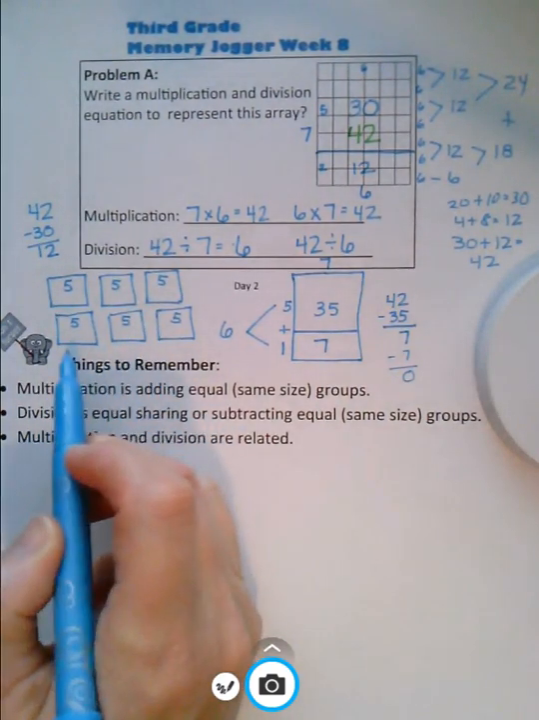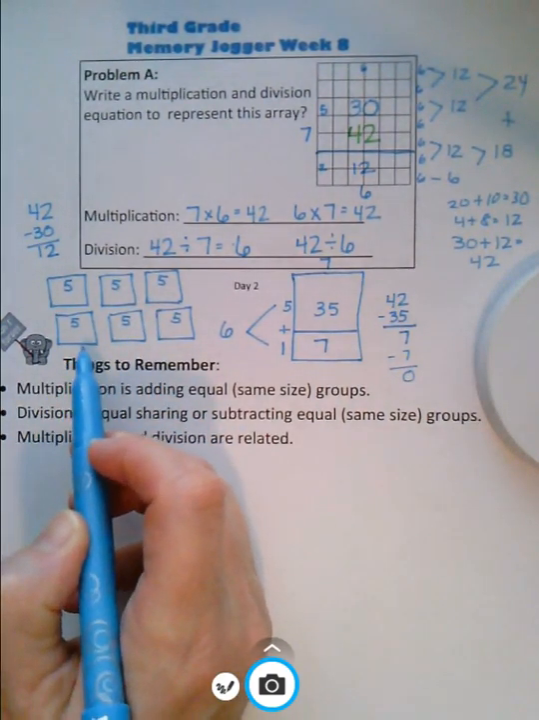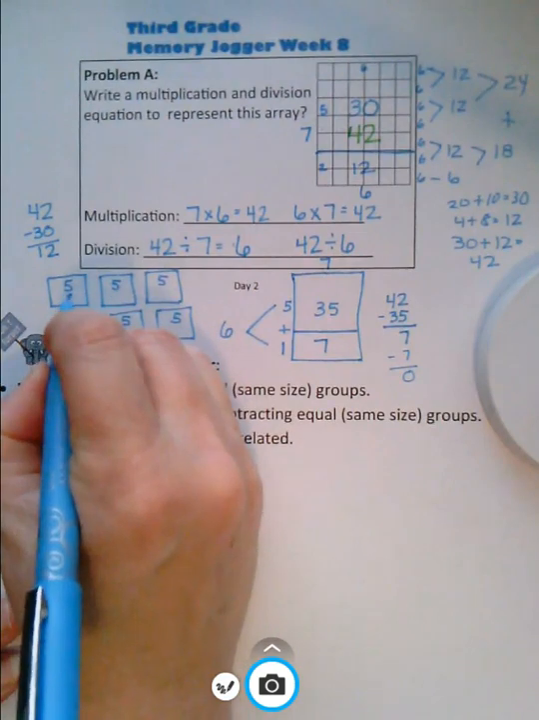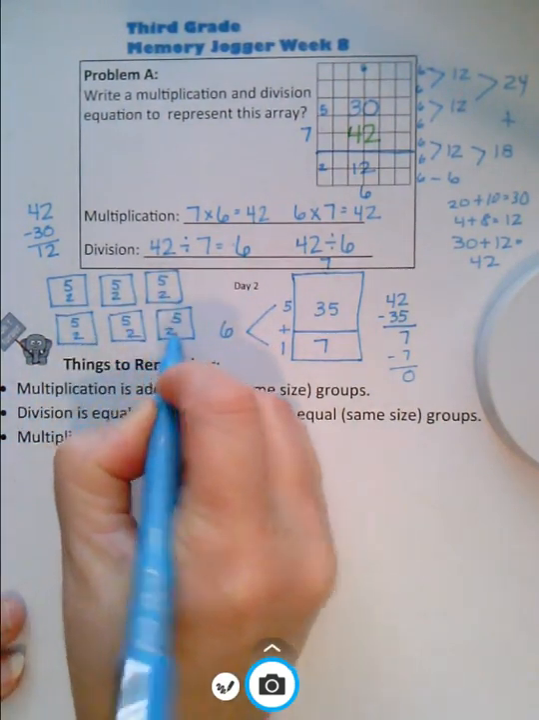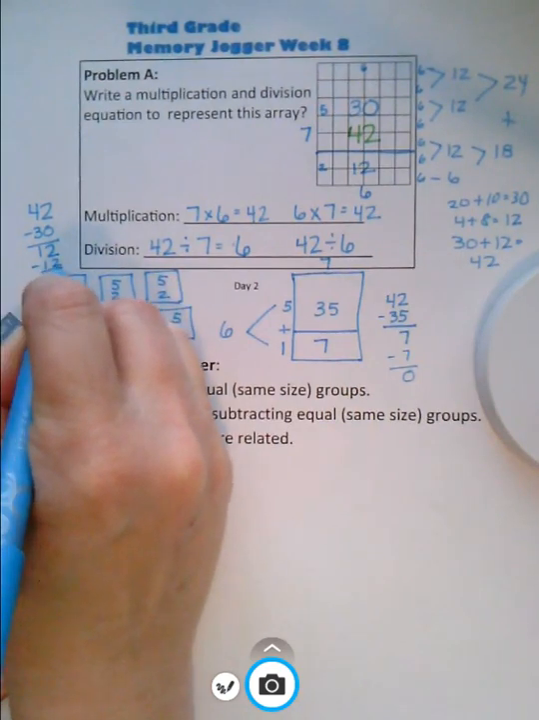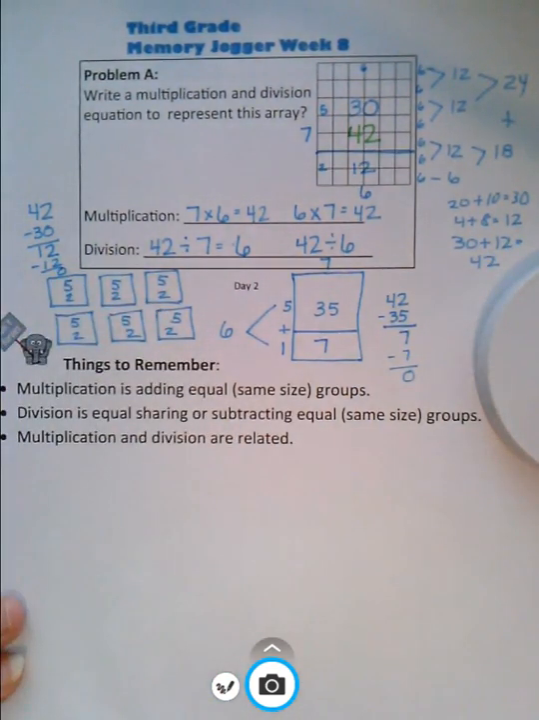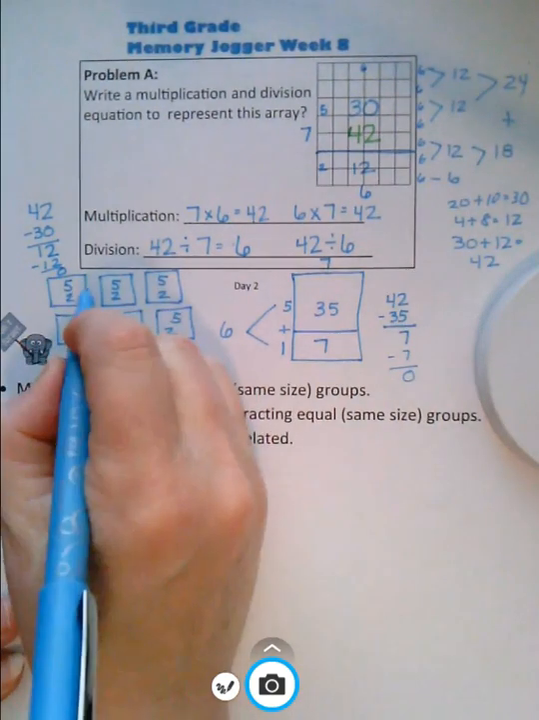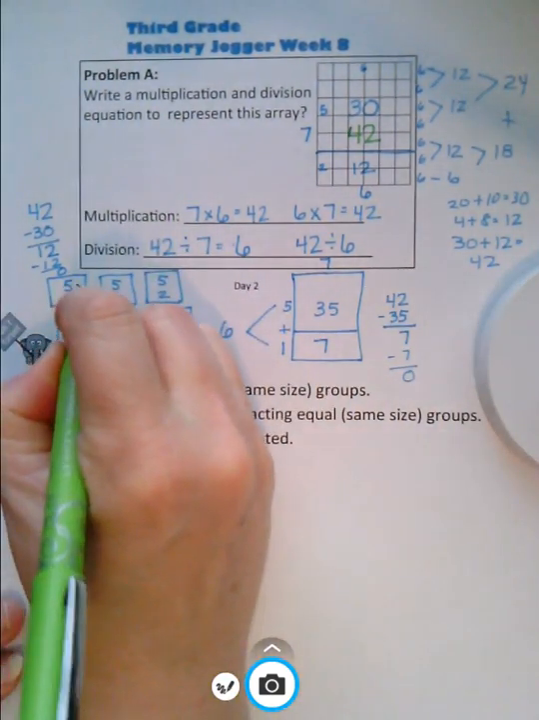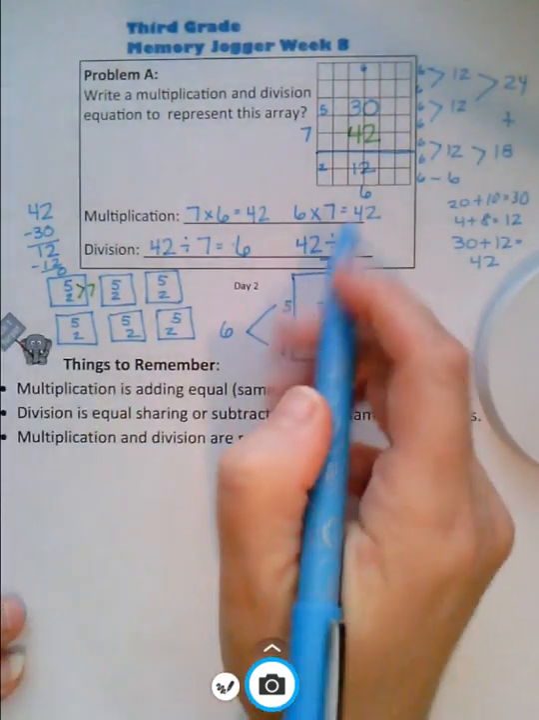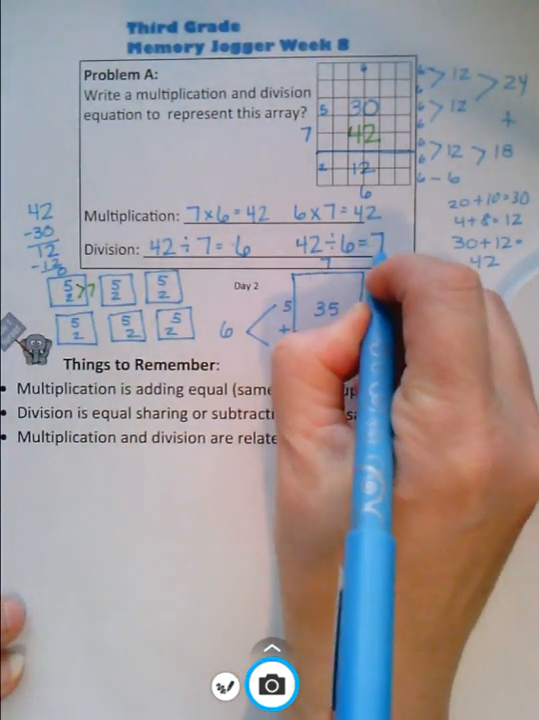And I have 6 groups, so how many do I need to put in each group? If there's 12, I can put 2 more in each group and subtract my 12, and now all 42 are in a group. So you can see that each group has 7. So 42 divided by 6 is 7.